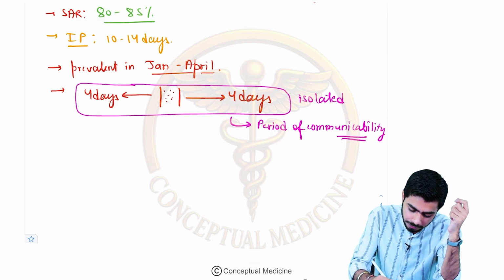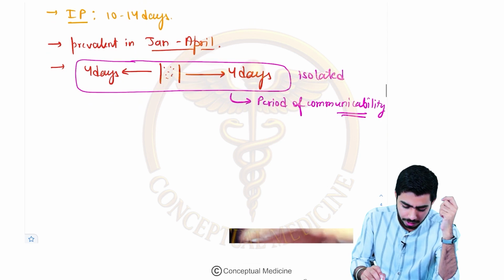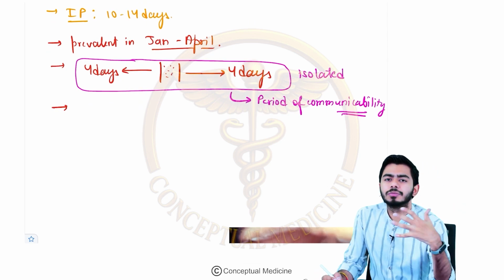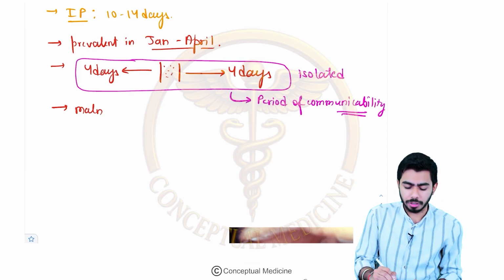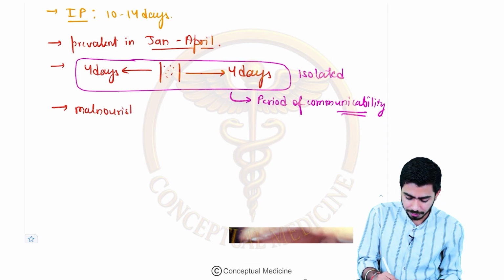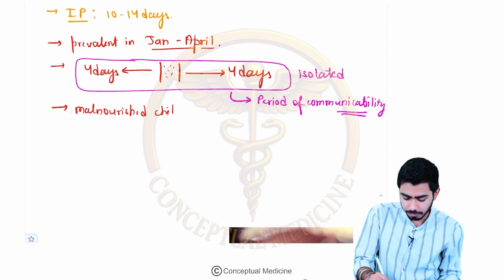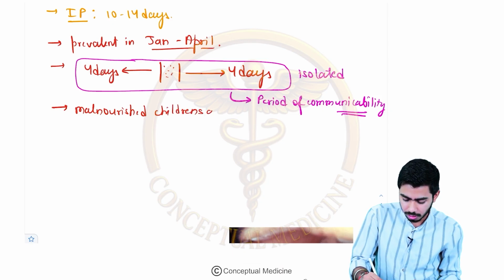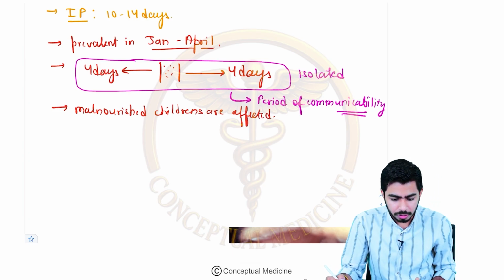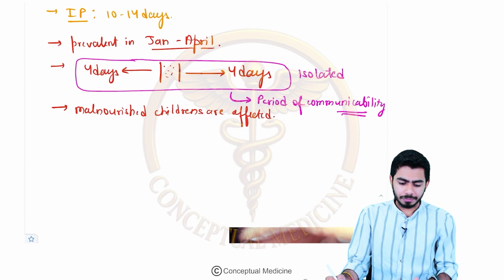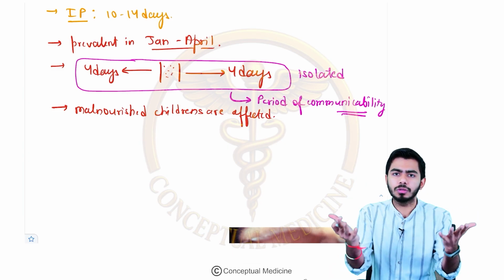Once you have understood this point, then what kind of children are affected in this case? Usually the malnourished children are affected by measles.